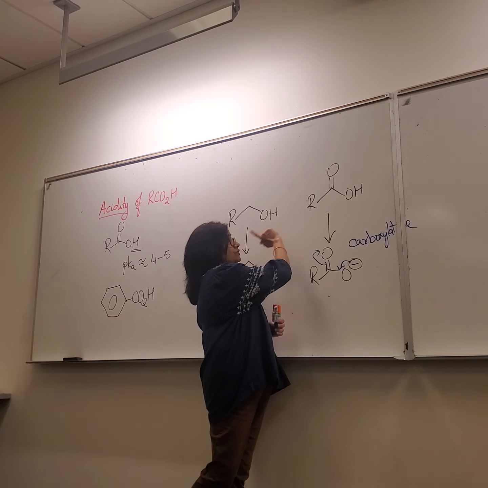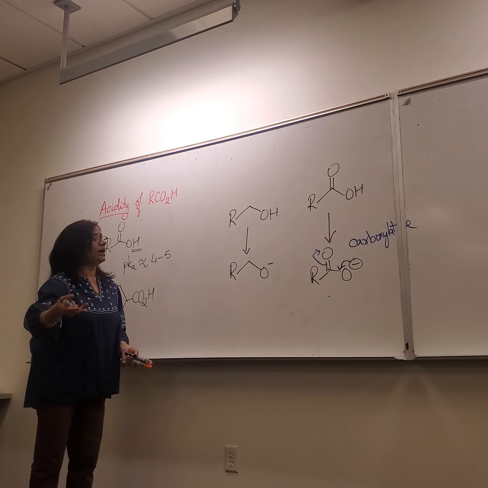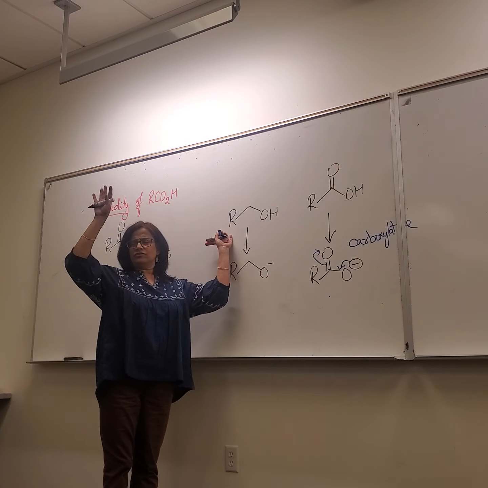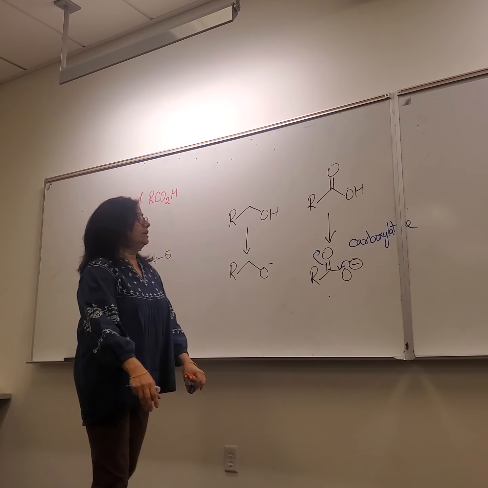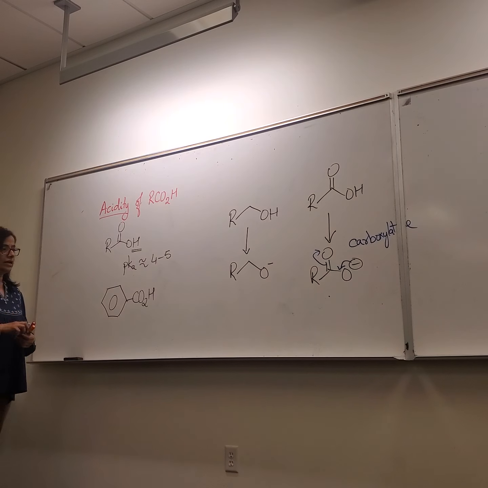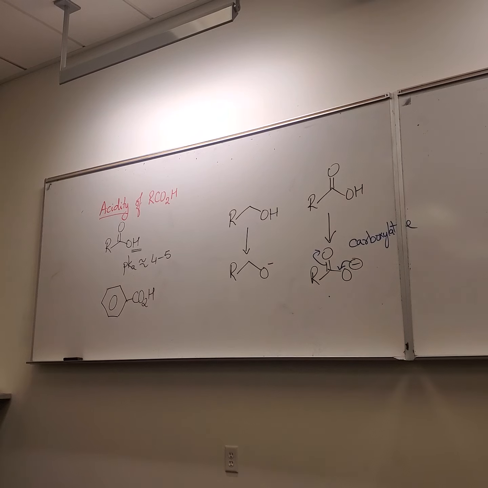So which is a stronger acid therefore? Carboxylic acid. Absolutely. That is the reason why alcohols' pKa's are around 15 or so, whereas carboxylic acids' pKa's are around 4 and 5. So that is the reason why carboxylic acids are stronger acids. Okay, cool.